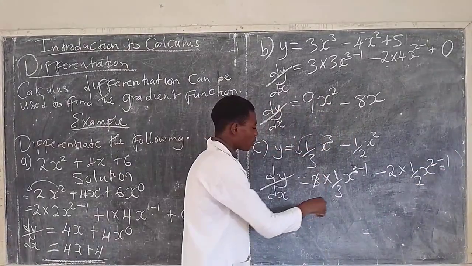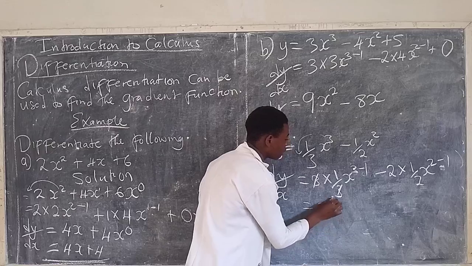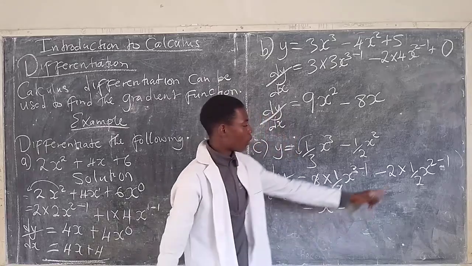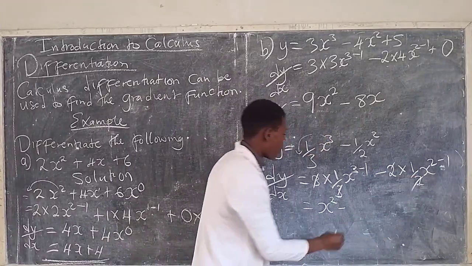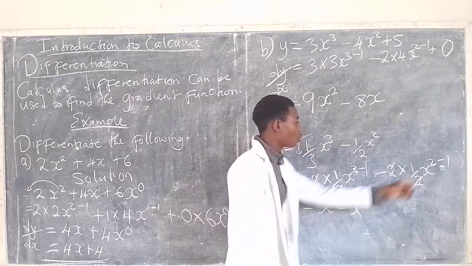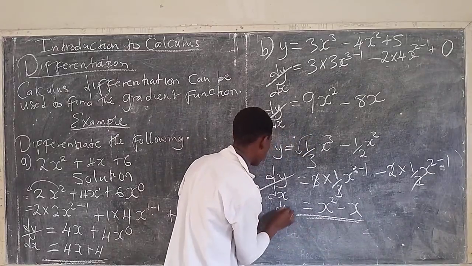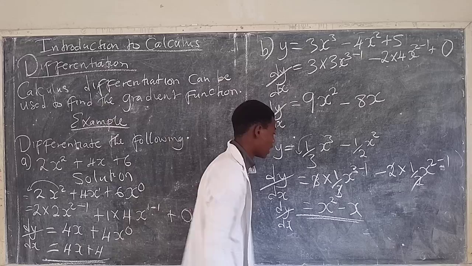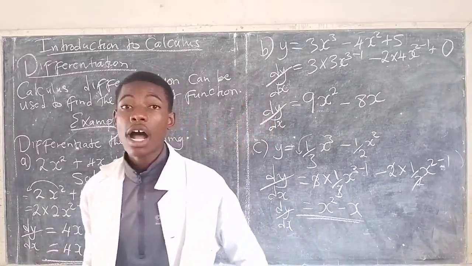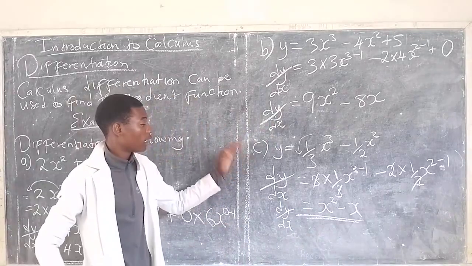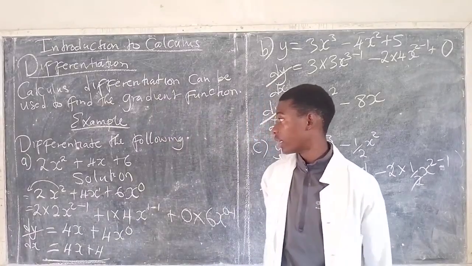We are going to cancel this and this. So we are remaining with x squared minus, we have this 2 and that, so we are going to cancel. We have minus x, since 2 minus 1 is 1. So our answer for dy over dx is equal to x squared minus x. That's how we introduce differentiation under calculus. Thank you very much.